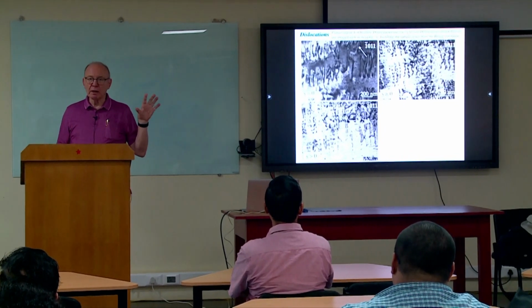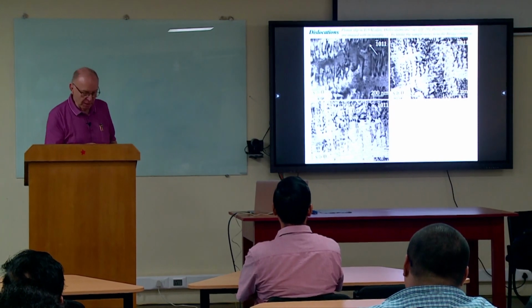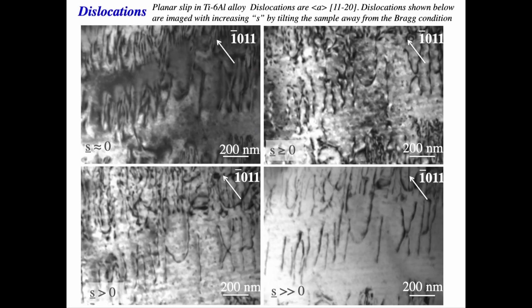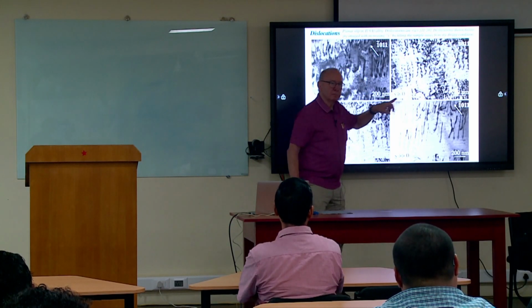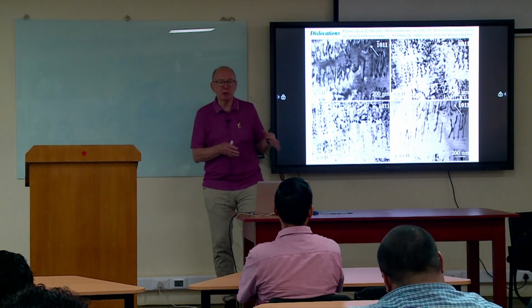And that's where the dynamical theory really comes in. And then this goes even much greater than zero. We start to lose image quality. But you can see that what we've got now are almost straight lines here rather than wiggles. And all we've done is increase the deviation parameter.